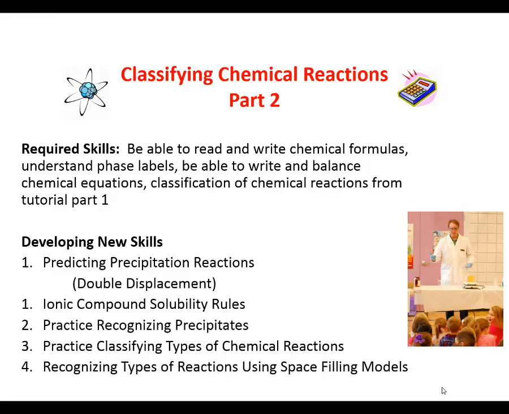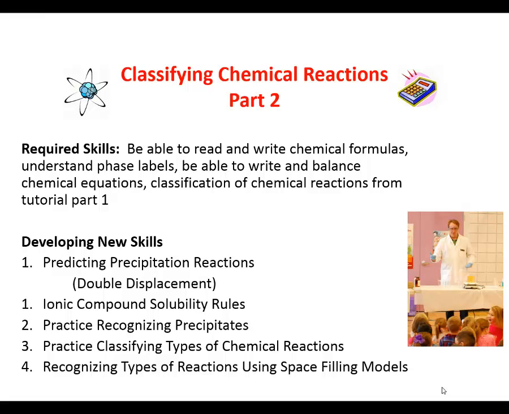We're going to continue looking at how to classify chemical reactions. Now, I'm expecting you still have a background in writing chemical formulas, understanding phase labels, and be able to write and balance chemical equations, and be able to classify chemical reactions from our first part of these discussions in part 1 of classifying chemical reactions. We're going to continue using our skills here to classify types of chemical reactions, but we will also be looking in greater detail at double displacement reactions that involve precipitation of insoluble ionic compounds.